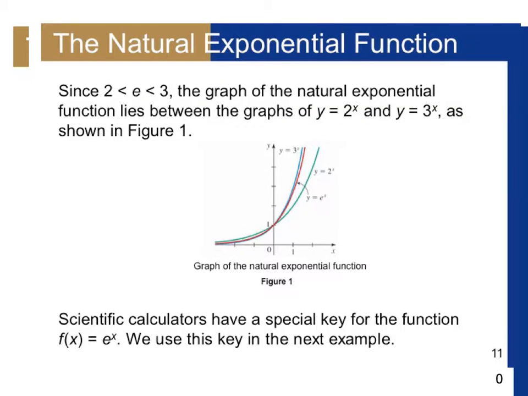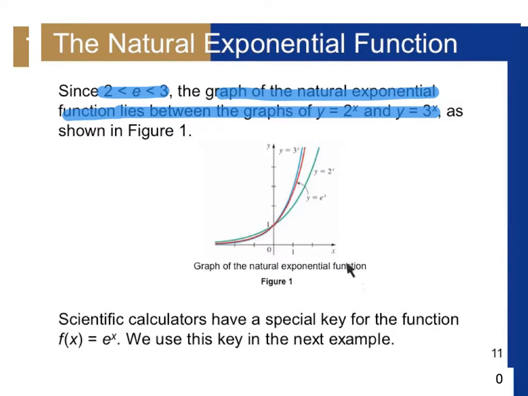Since e is 2.71828, it's between 2 and 3, right? So the graph of the natural exponential function lies between the graphs of 2 to the x and 3 to the x. We can see that the green is 2 to the x, the aqua is 3 to the x, and the red is e to the x. It's between those two, but it's closer to 3 to the x because 2.71828 is closer to 3 than it is to 2. So there's our natural exponential function, e to the x, just closer to 3 to the x.